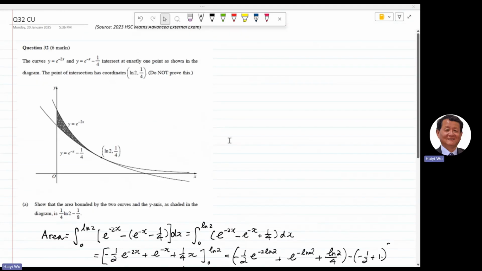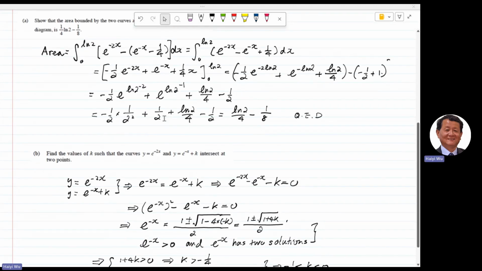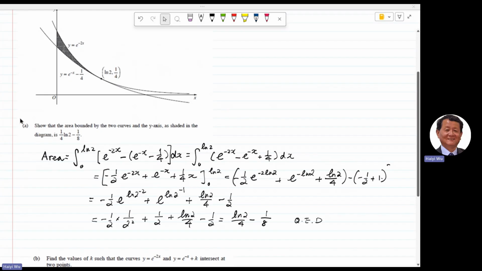Well, today we're going to do a question involving exponential functions and the area between two curves. The question gives you two sections. Question 1, which is A, we need to prove that the shaded area between the two curves and the y-axis is this.